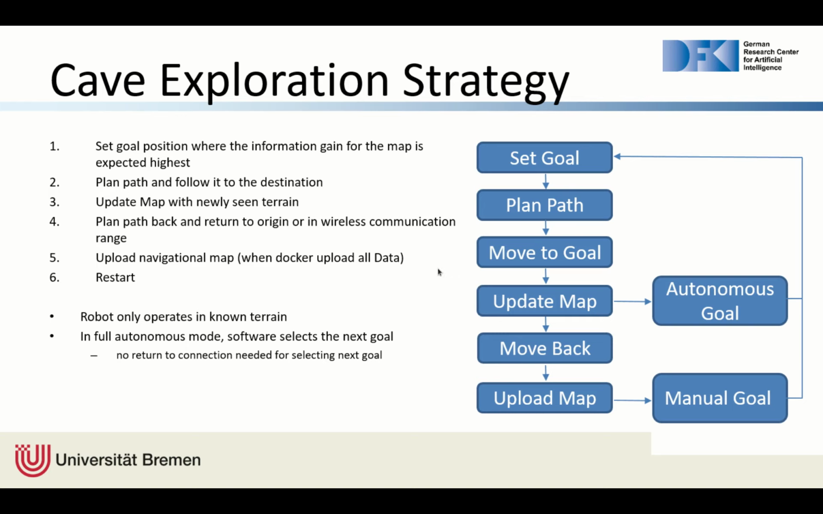In later phases there can be a more autonomous exploration mode where we leave out the lower part, and after the map update an algorithm selects the next goal. And when doing this, we don't have to move back into communication all the time, but we can let the robot explore the cave by itself, and after a given time, or when a given volume is fully explored, the robot moves back to communication and uploads its findings.